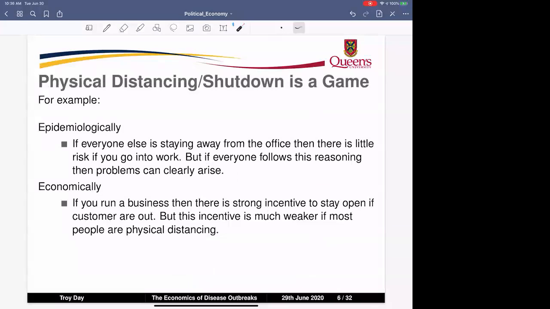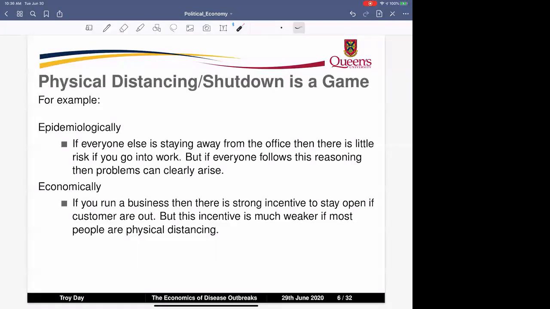Now, my interest in this talk is talking about people's incentives in terms of what they're going to do with physical distancing. And the first thing I want to point out is that physical distancing is a game in the game theoretic sense of the word. To illustrate that, I've got a couple of examples here, one epidemiological and one economic.